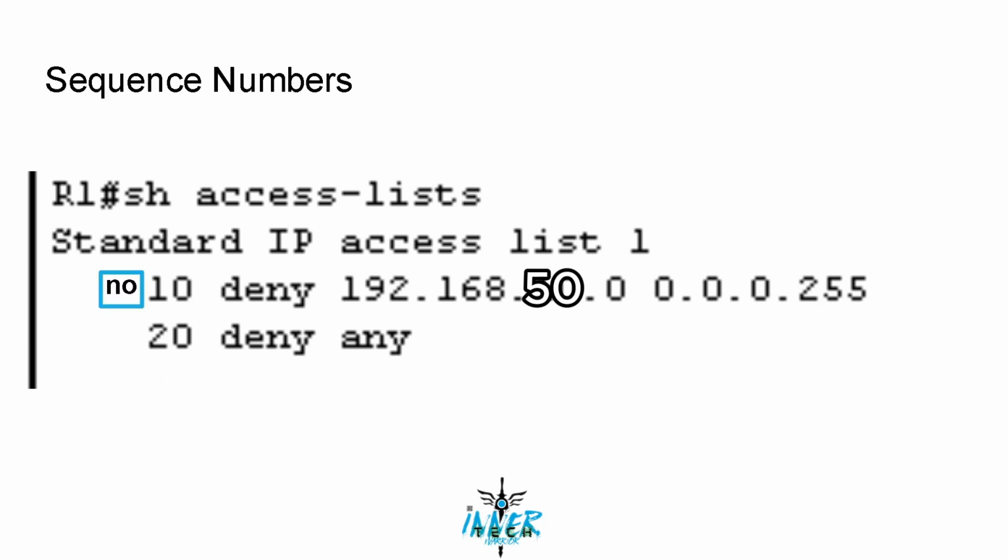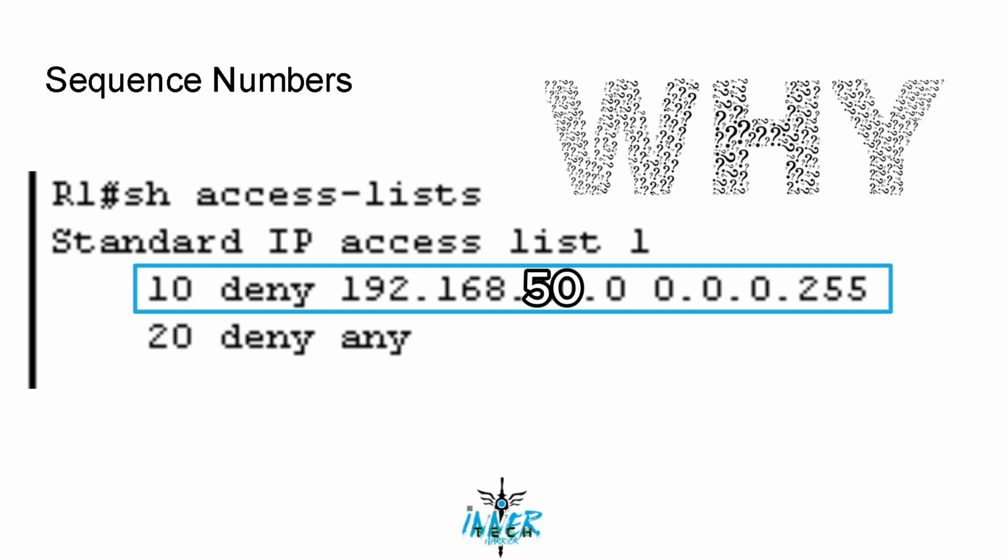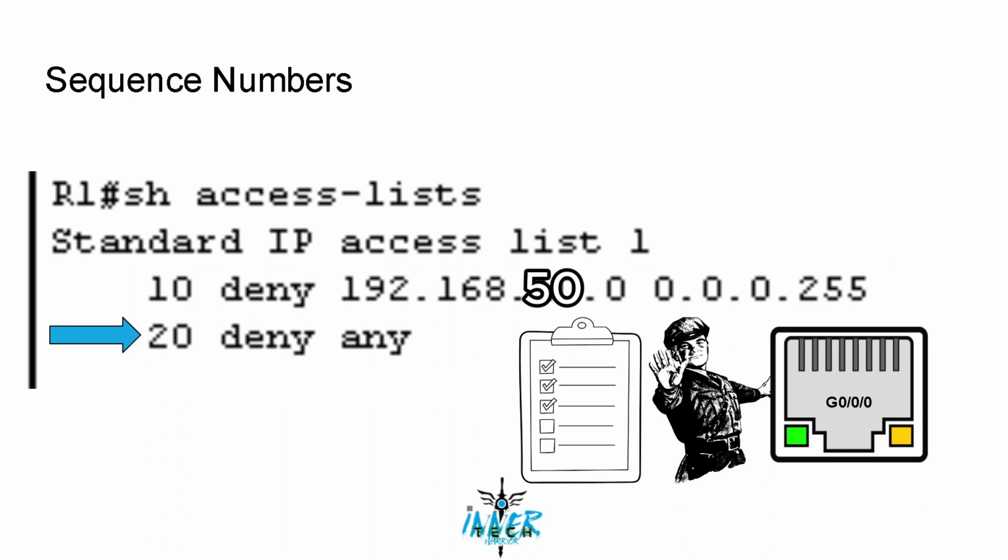We can also remove lines by saying no and then the sequence number we want to remove. So right now we're going to remove the sequence 10 deny statement. Why? Because there's already a deny any statement, which means anything connected to the switch port will be denied. So if we remove the deny 192.168.50.0 network command, it'll still be denied anyways.